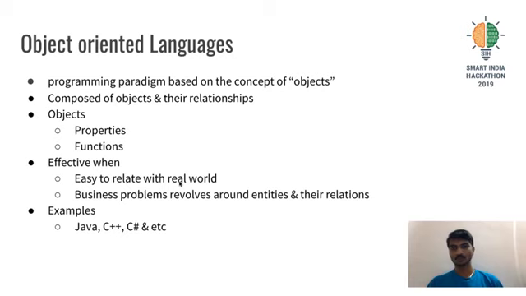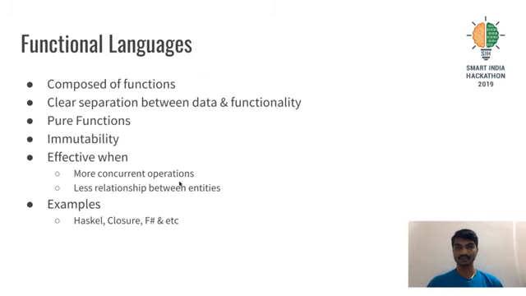So what is functional versus object-oriented languages? Functional languages are not new, but they're getting more attraction nowadays, and they have a very big history. So what is the difference between object-oriented languages and functional languages?